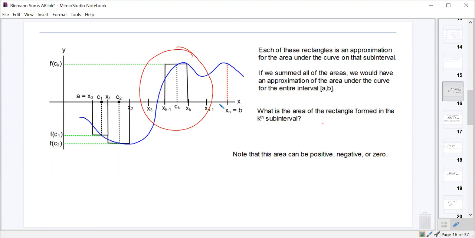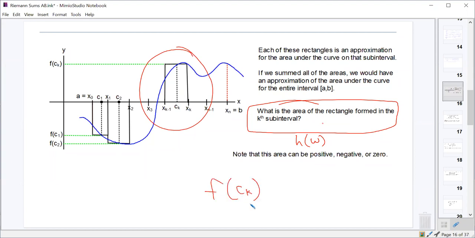And what would the area of this rectangle be? Of any arbitrary, randomly chosen rectangle. It should be the height of that rectangle times the width of that rectangle. It should be the height times the width. Well, what's the height of it? It's the value of the function at that point. And what's the width?